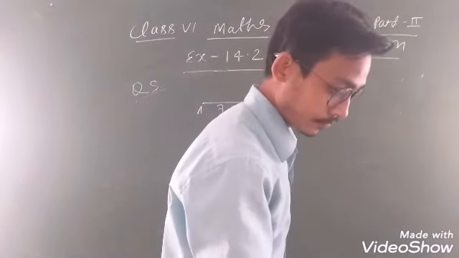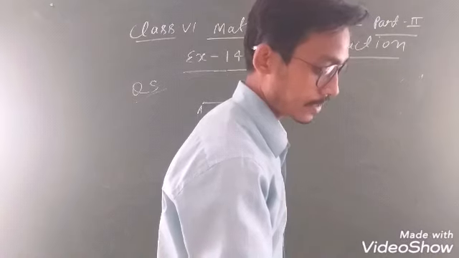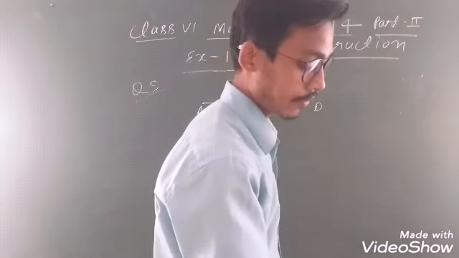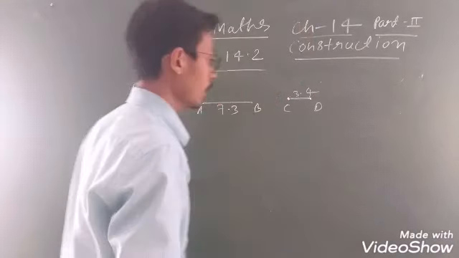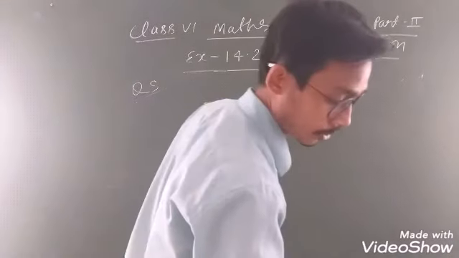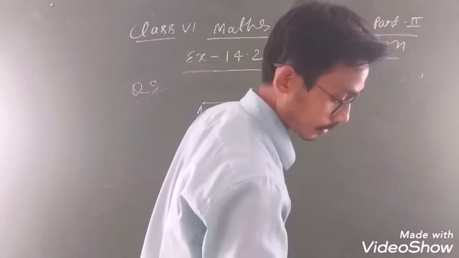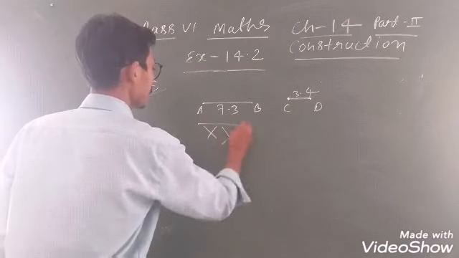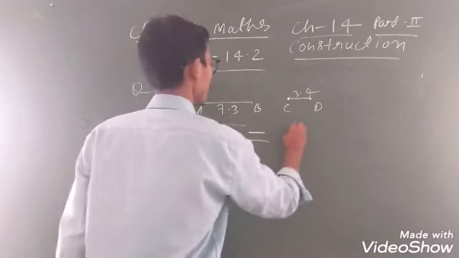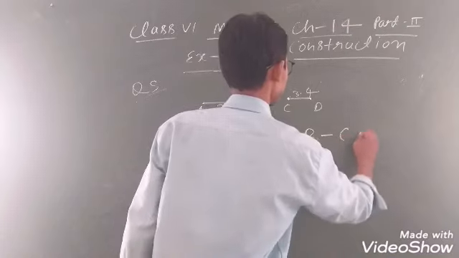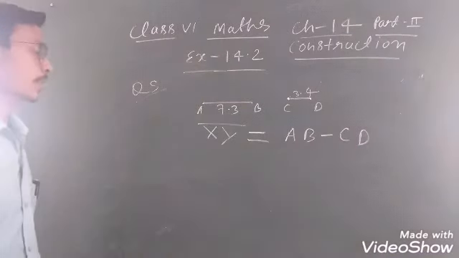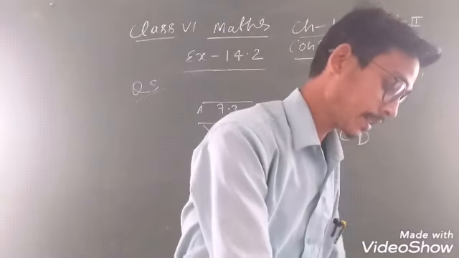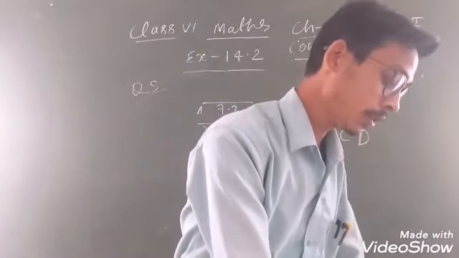Next is given, construct a line segment XY such that the length of XY is equal to the difference between the length of AB and CD. Look, it is given, you have to construct a line segment XY which is the difference of AB and CD. Okay students? So here how will you do it?